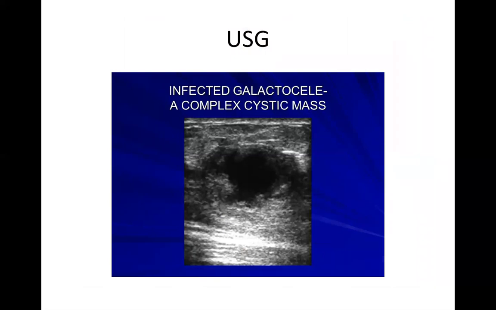On ultrasonography, an infected galactocele looks like a complex cystic mass. You can see it is not very well defined, and it has both solid and cystic components.